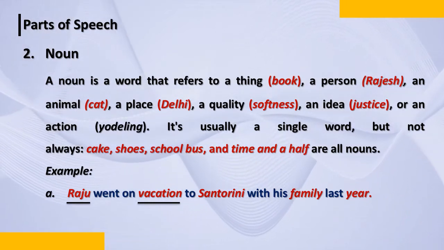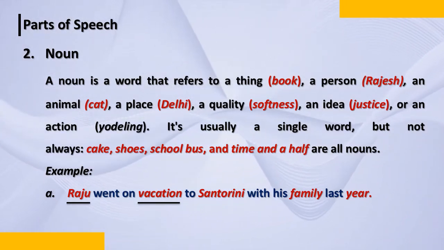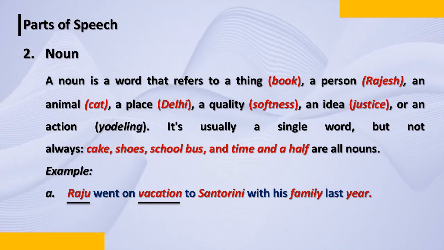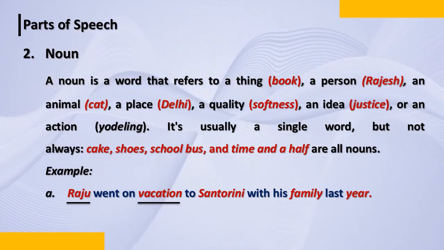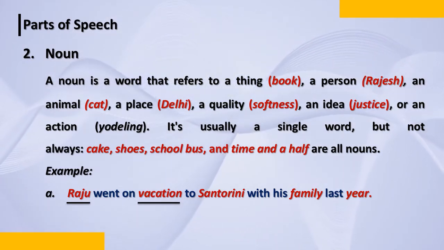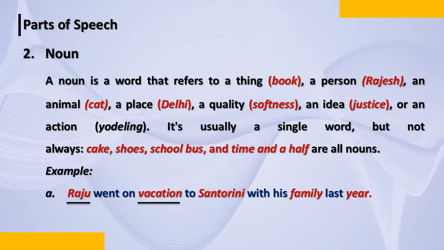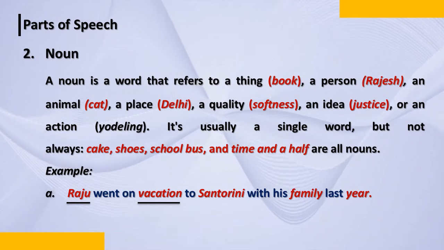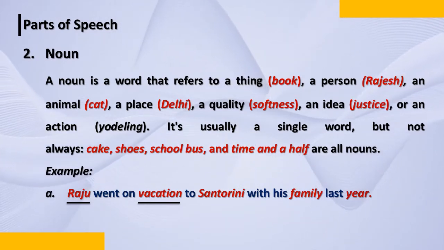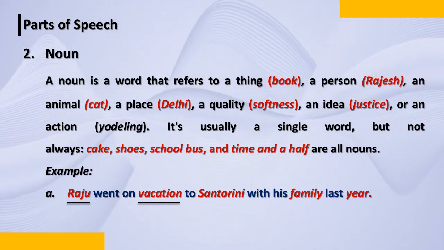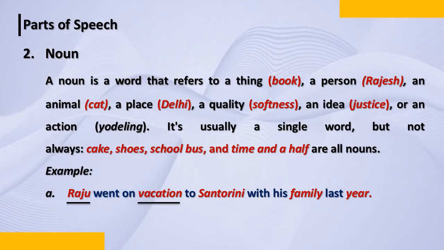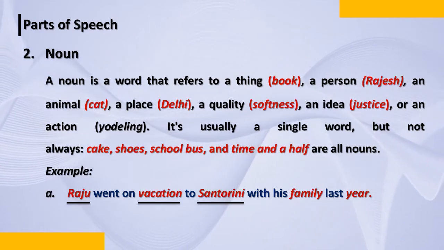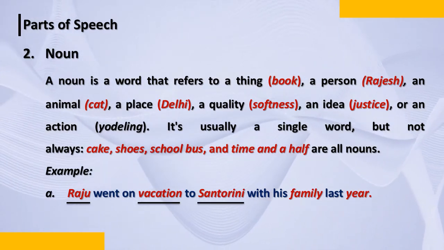I have gone to Delhi to see my friend who is not well, who is admitted in a hospital. Or I'm going to London to sign a contract for my work. Or I'm going on a vacation with my family to Santorini. Santorini is a small, beautiful island near Greece. Raju went on a vacation to Santorini with his family. So Santorini is again a noun because it's the name of a place.